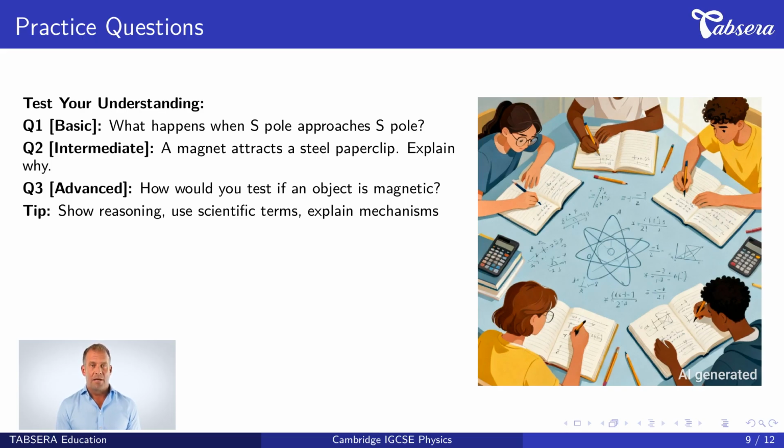Question 2 is intermediate level. It states, a magnet attracts a steel paperclip. Explain why. This requires you to apply concepts about magnetic materials and explain the attraction mechanism.